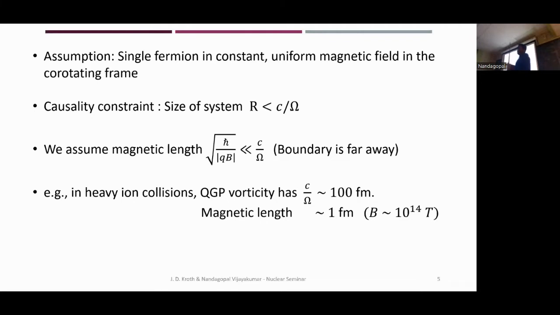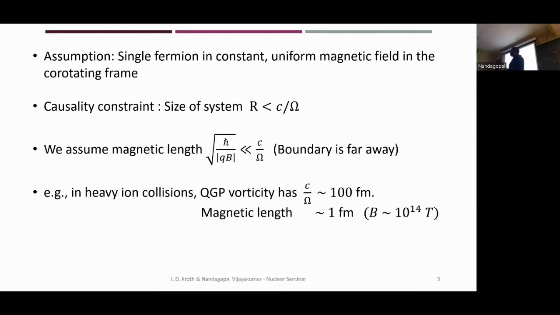And so this means that the boundary is very far away. So we can take the wave function to vanish at large radial distance, or at infinity, instead of imposing it to vanish at one specific point. To see whether this assumption makes sense, we'll plug in some numbers.